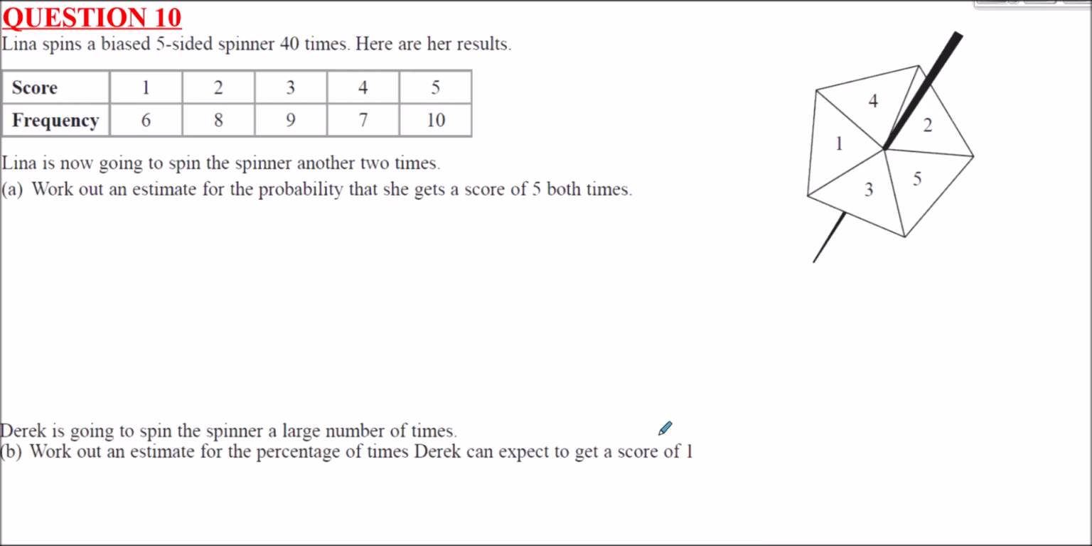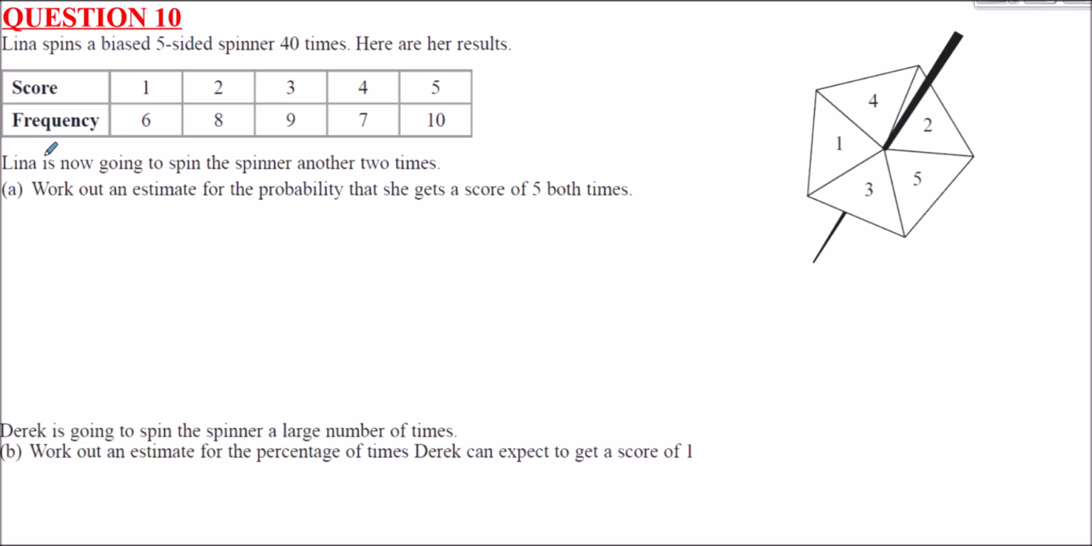Question 10. Lena spins a biased 5-sided spinner 40 times. Here are the results. So she scored a 1 6 times, a 2 8 times, a 3 9 times, a 4 she got 7 times, and a score of 5 she got 10 times. So because it's biased, that's why the numbers aren't all equal. You'd expect them to be closer to 8 each, and to be fair, it doesn't seem that biased, but because it is biased, you can't really argue that's why 5's quite high and the number of 1s are quite low.